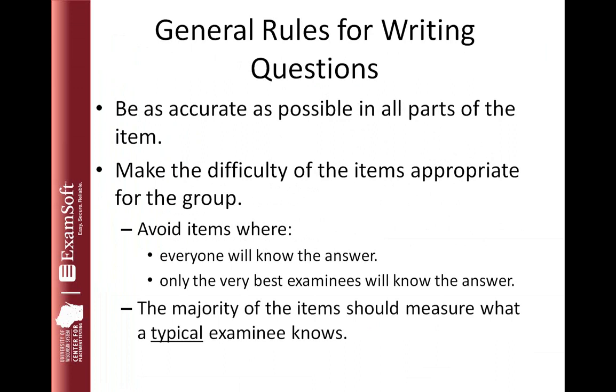We know that items where approximately 35% to 85% of examinees get the answer correct are the ones that discriminate the best or can differentiate between different levels of students. So we want to write the majority of our test items to measure what a typical examinee will know, not just the exceptional ones.